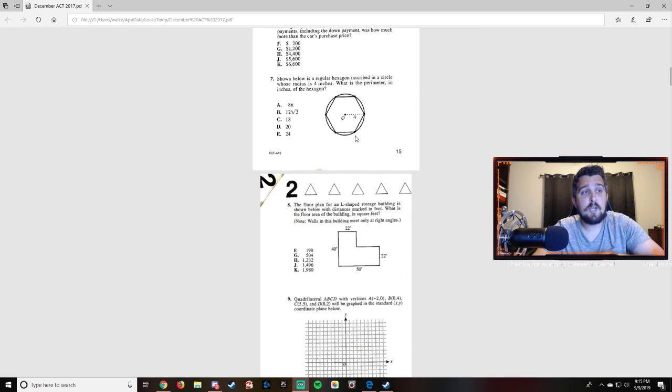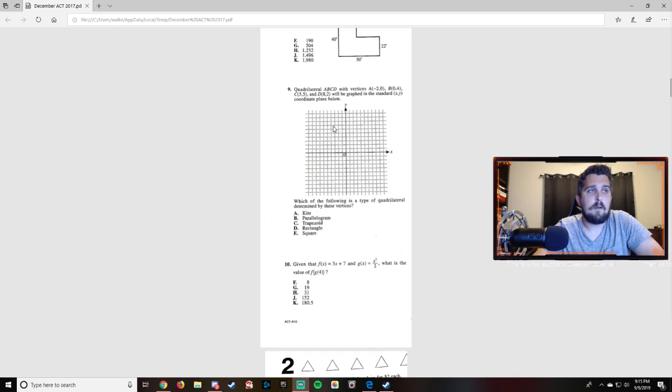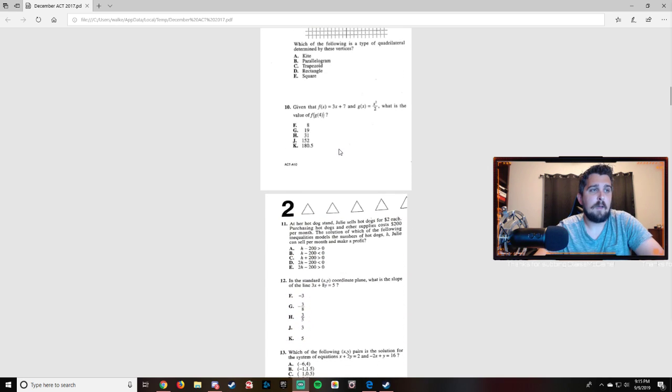You understand your different shapes. Geometry is key in a lot of these things. Have a general understanding of graphing, and then you should be fine. I'm a firm believer of that.